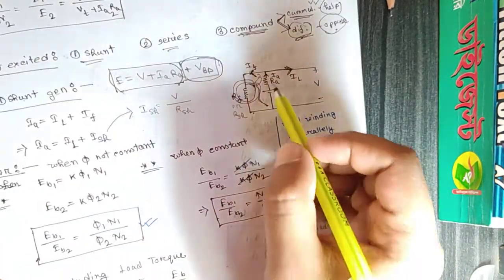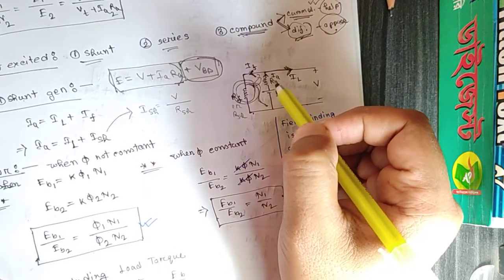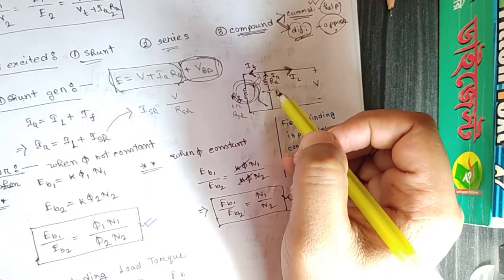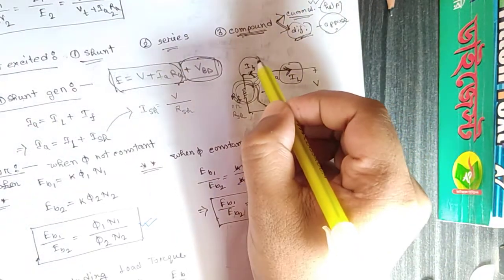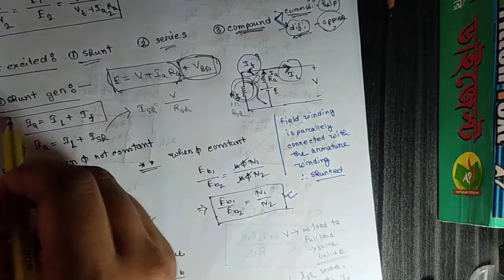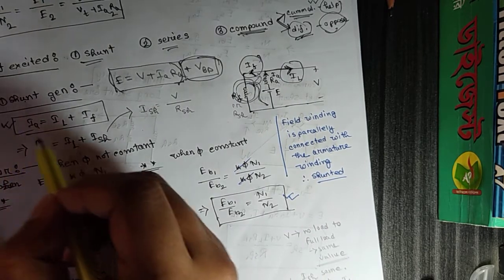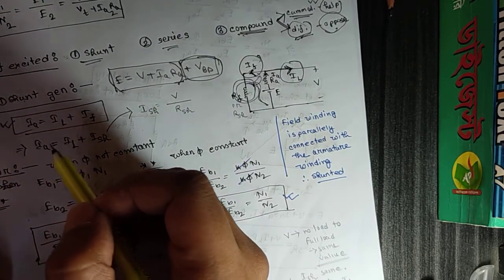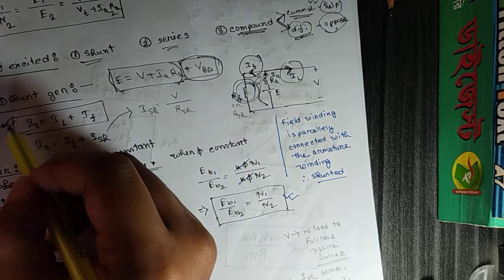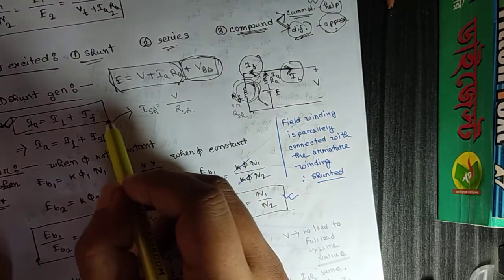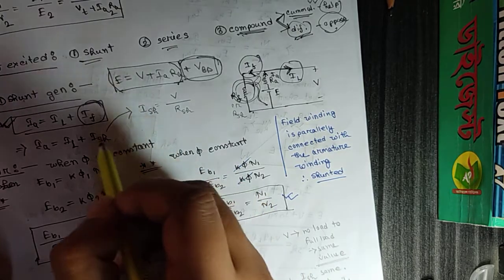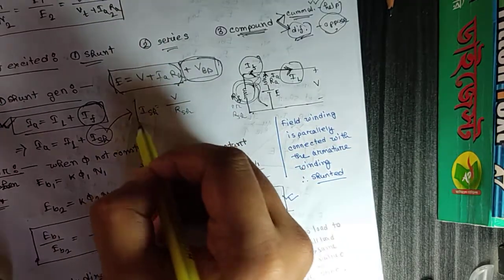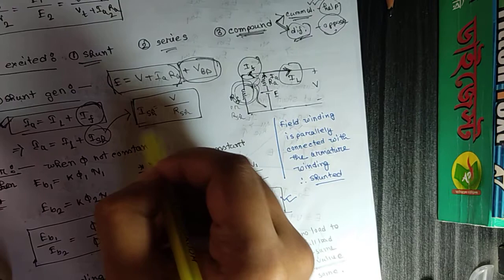So the equation of current in the case of a DC shunt generator is IA equals IL plus IF. This is the equation for current. It is important. You will find it in many exams. You will need this equation. And how will you find this field current or shunt current? From this equation you can find the field or shunt current.